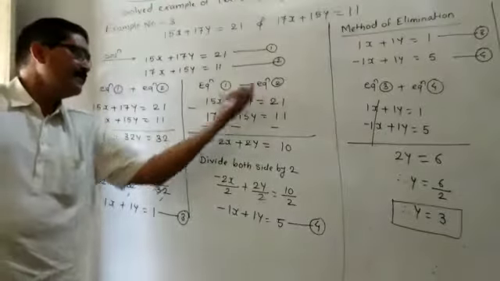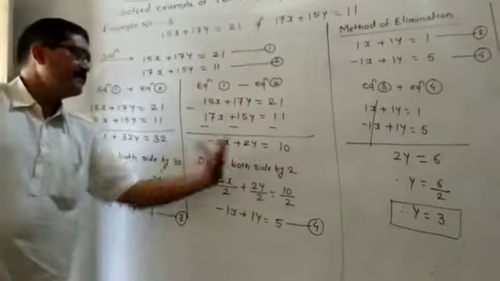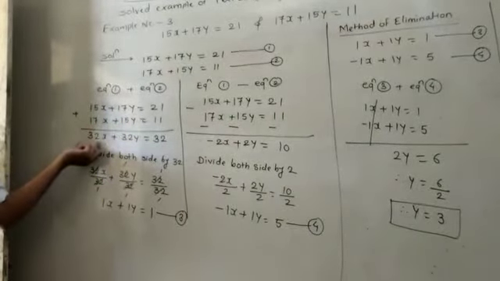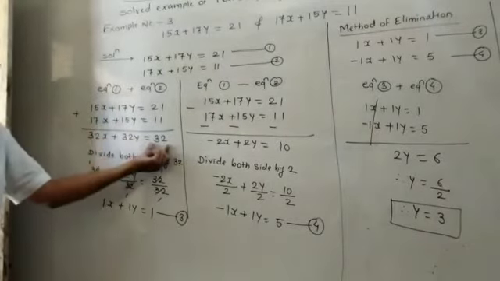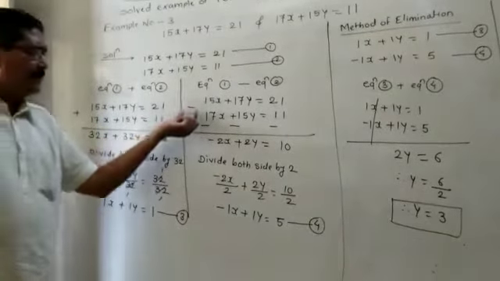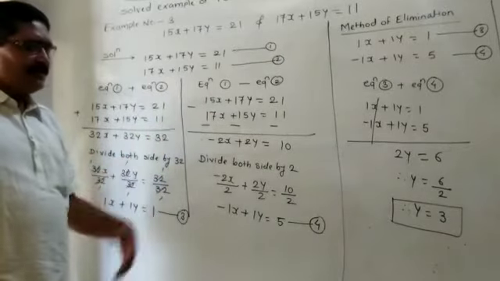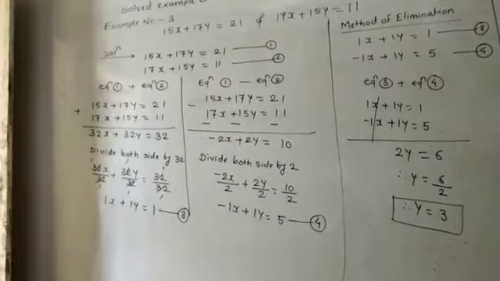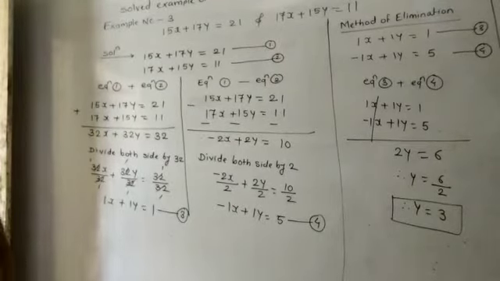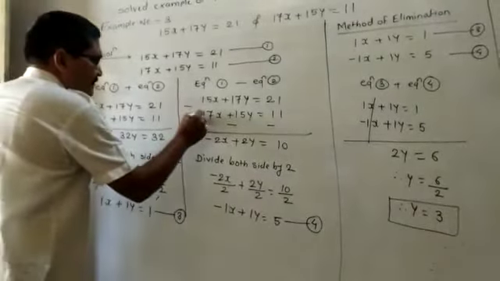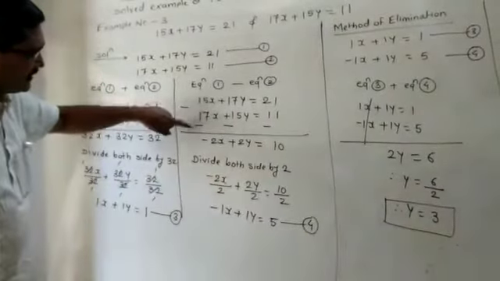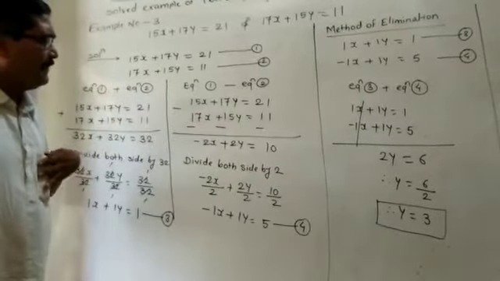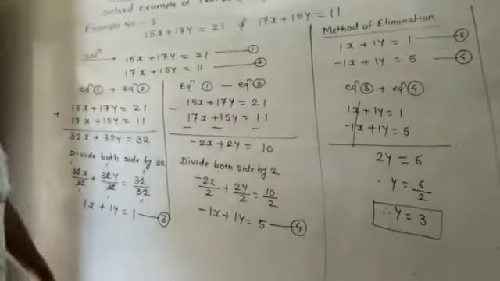15x plus 17y is equal to 21, 17x plus 15y is equal to 11. After adding 15 and 17, this will come 32x plus 32y is equal to 32. And if you subtract, you have to change the sign of the middle terms. So plus 17x becomes minus 17x, plus 15y becomes minus 15y, and plus 11 becomes minus 11.